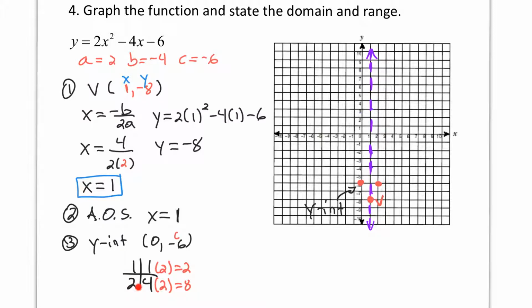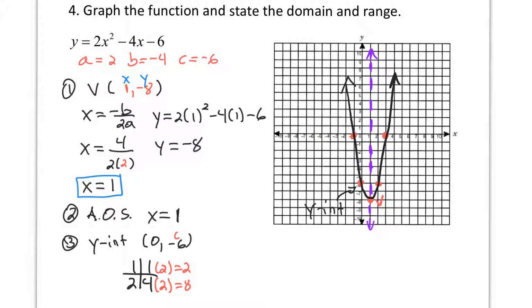So 2 to the right from the vertex, 8 up. So from the vertex, 2 to the right, then 1, 2, 3, 4, 5, 6, 7, 8. And I make a point right here. And once again, guys, my point is 2 units away, so on the other side is 2 units away. So it's right here. And I make my U shape. And it's going up when I connect the points. That's because the a value is positive. If the a value is negative, then it's going to go down.